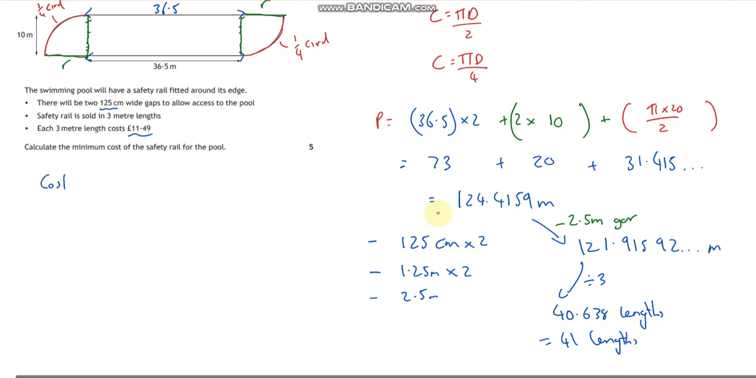So they all cost that. So my final cost is going to be, not 3, sorry, 11.49. So that's pounds per 3 meters multiplied by my 41 lengths. So I'll take that number, times that by 11.49, and that's going to come out as 466.937. And to that, I can then round it and say that's 466.94. Remember, 2 decimal places for money, and that should be the end of us.